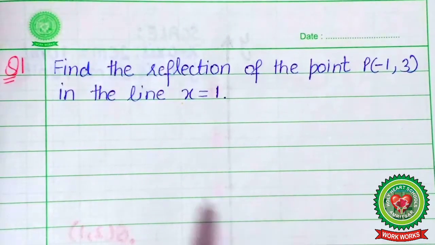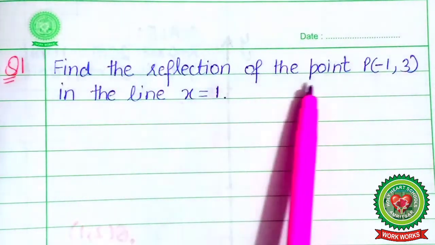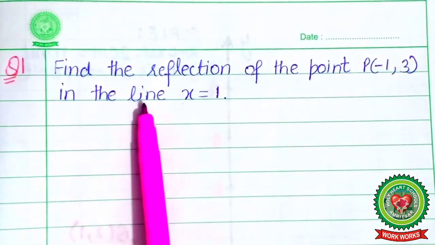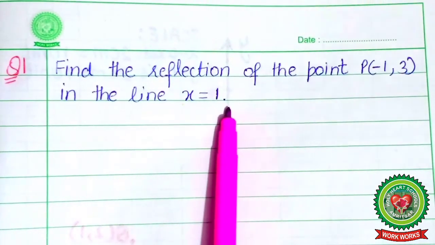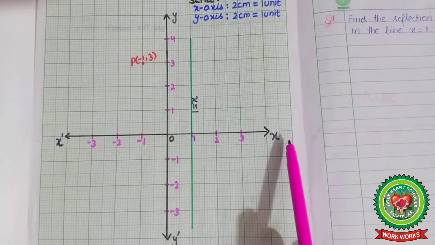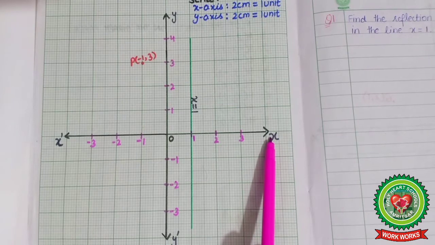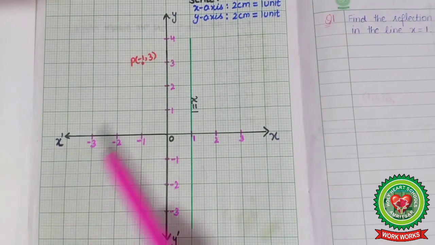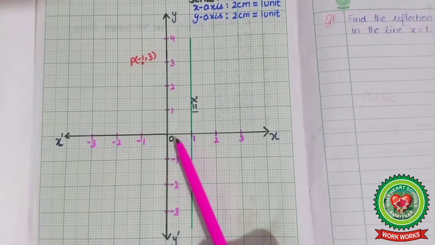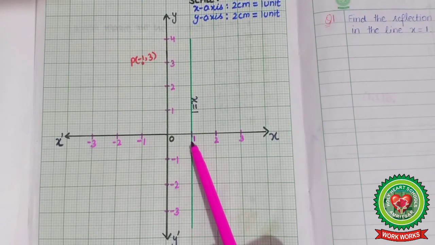The first example is: find the reflection of the point P (-1, 3) in the line x equals 1. First of all, we have to draw the x-axis and y-axis. Here we have to write x, x dash, y, y dash. Then according to the numbers here, 2 centimeters equals 1 unit.